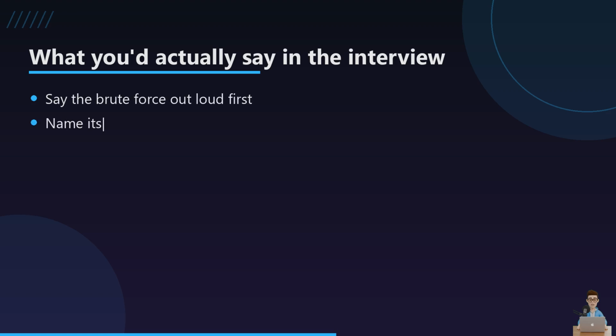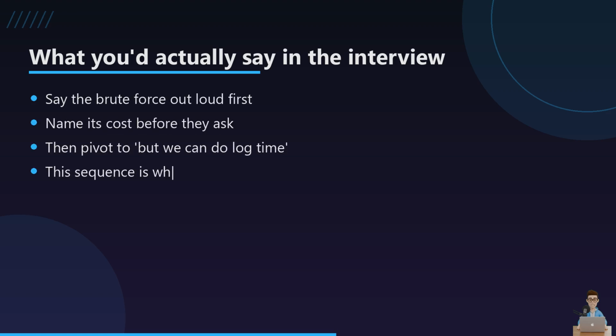Here's the move that actually lands in an interview. Say the merge idea out loud in one sentence. Immediately name its O of m plus n cost before the interviewer has to ask. Then pivot yourself into, but we can do better with a partition. That pivot, offered without being prompted, is what signals you're not just reciting a memorized solution.